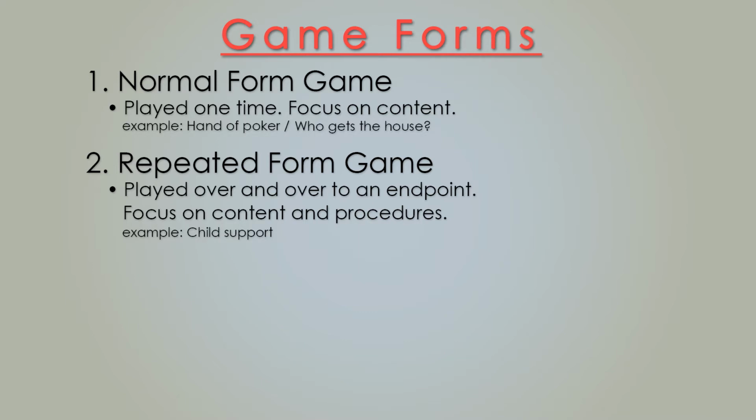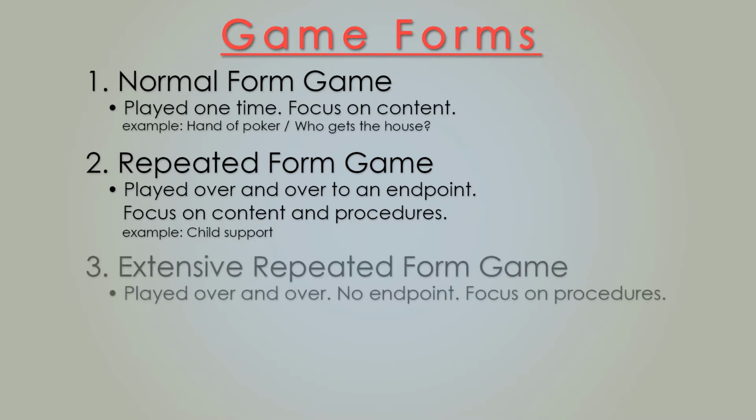There's a special form of repeated form game called an extensive repeated form game. That's a game that is played over and over but has no endpoint. The co-parenting relationship is a good example of an extensive repeated form game because it's played over and over even when the children are adults. The emphasis in extensive repeated form game is on procedures.